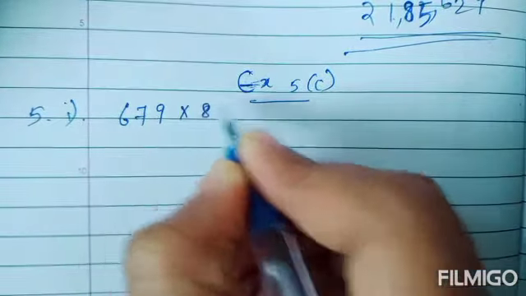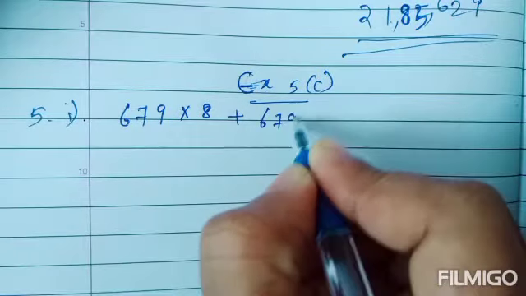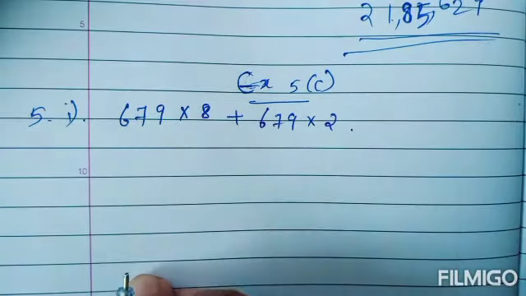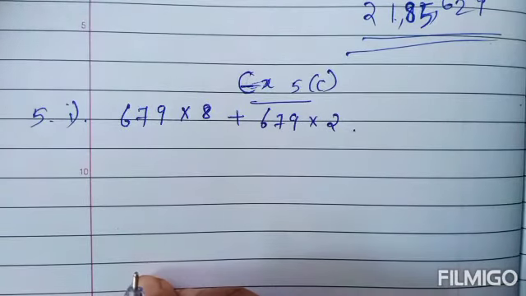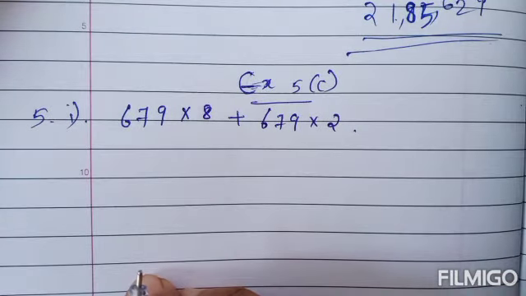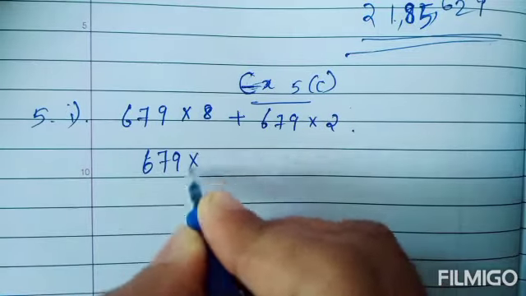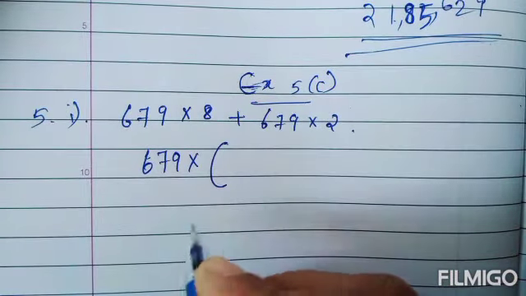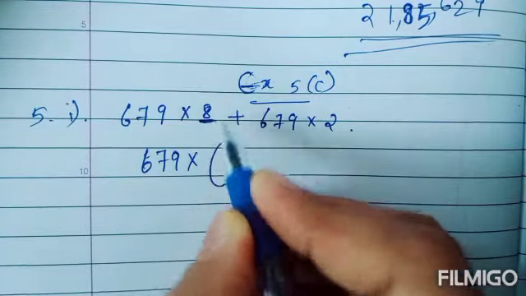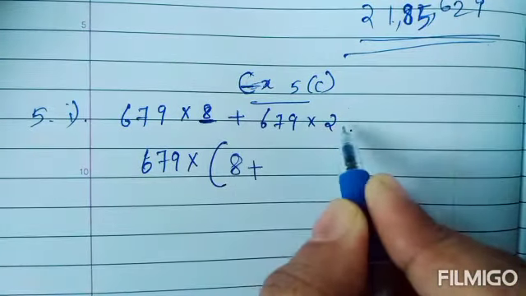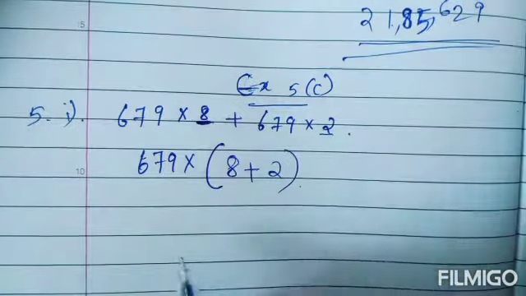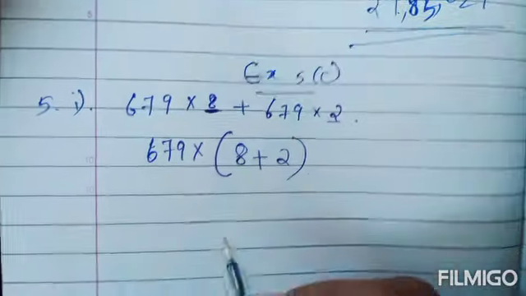679 into 8 plus 679 into 2. You have to find the answer, or evaluate, using properties. So which property can we use here? Actually, this is the distributive property of multiplication over addition. We can take 679 outside the bracket, and inside we write 8 plus 2. Okay, this is the distributive property.